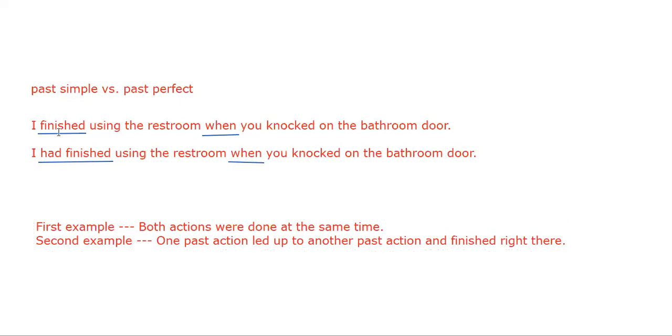So when you use the past simple like that, in this context, you're implying that both actions happened at the same time. I finished using the restroom when you knocked on the bathroom door. Whereas the second one is like, I had finished using the restroom when you knocked on the bathroom door. So I finished using the restroom at one point, and it led right up to the part where you knocked on the bathroom door. So essentially, I was finished for a while. That's what the second one is saying.